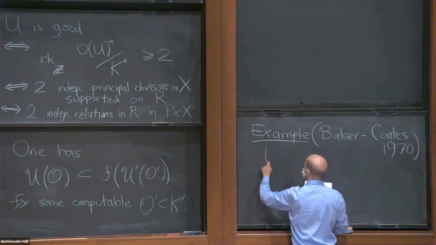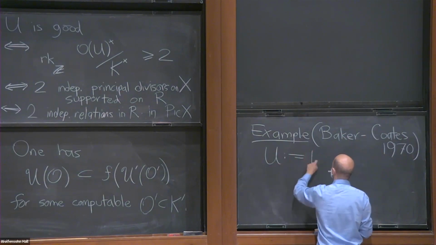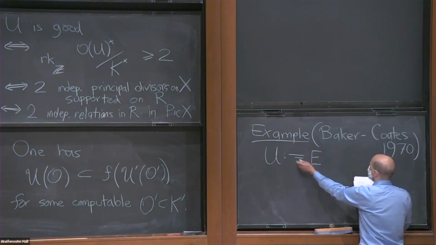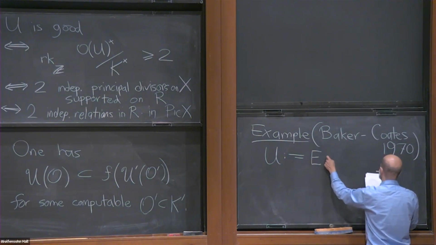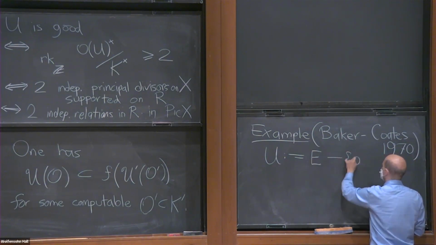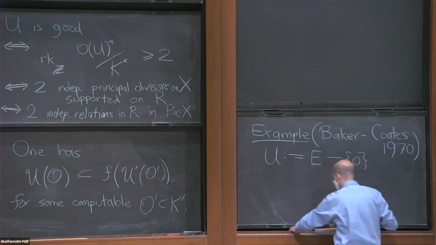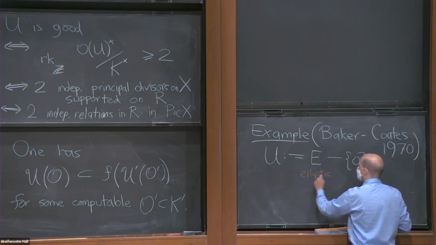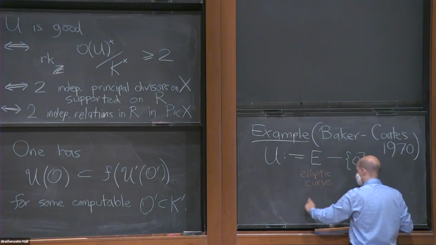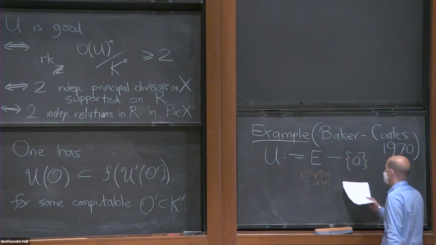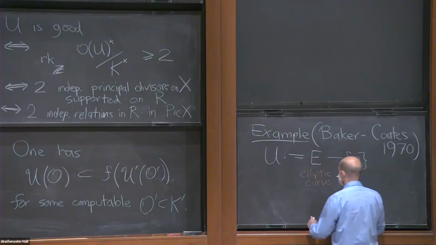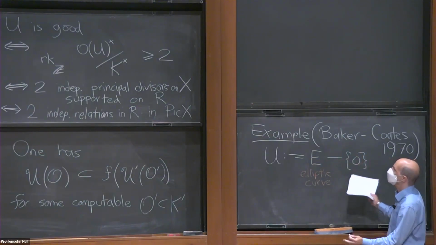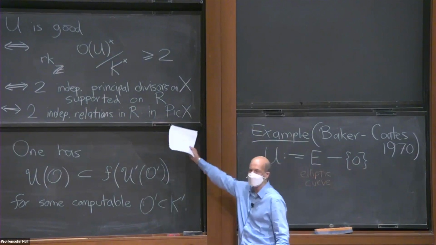So this is going to be an elliptic curve. We're going to talk about integral points on an affine elliptic curve, which means we're going to puncture it at the point at infinity. So here E is a projective elliptic curve. We remove one point to get an affine curve U. Now that curve is bad because there's only one puncture. There are not enough relations between the punctures.